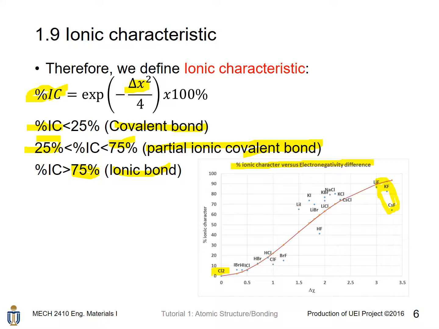In this region, they are polar covalent compounds. Here, NaCl and KCl are compounds with ionic bonds. For the regions here, HF and these few chemical species are partially ionic and partially covalent in their bonding nature.